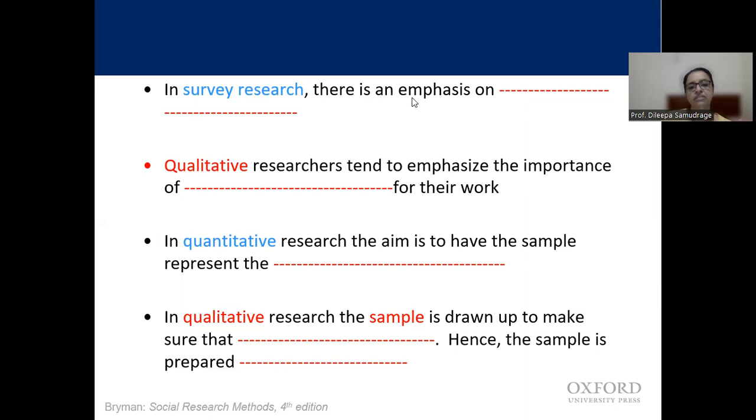In survey research, there is an emphasis on which sampling? Probability sampling. In qualitative research, researchers tend to emphasize the importance of purposive sampling, mainly focusing on the particular case. Qualitative researchers tend to emphasize the importance of their particular case study, the case. So you have to write that one. Give me 1 minute.